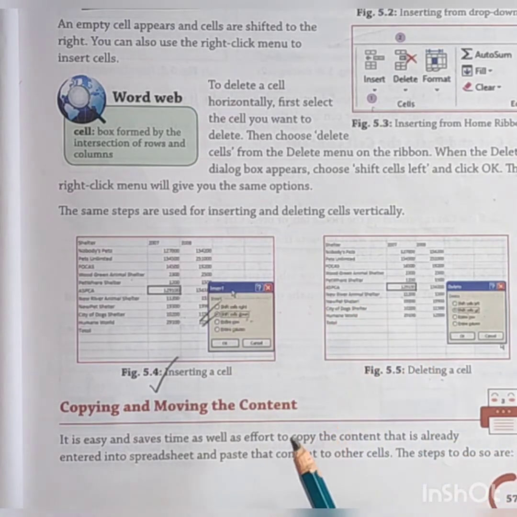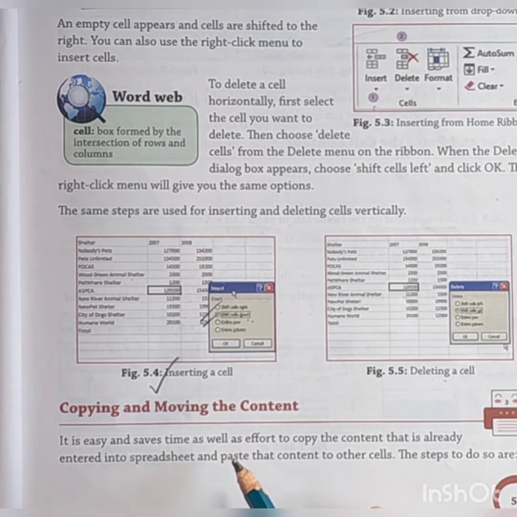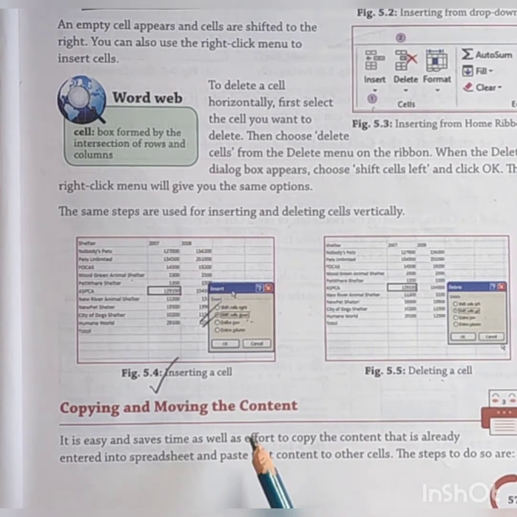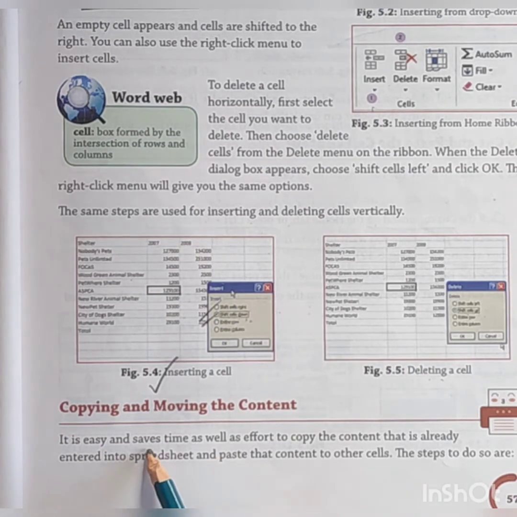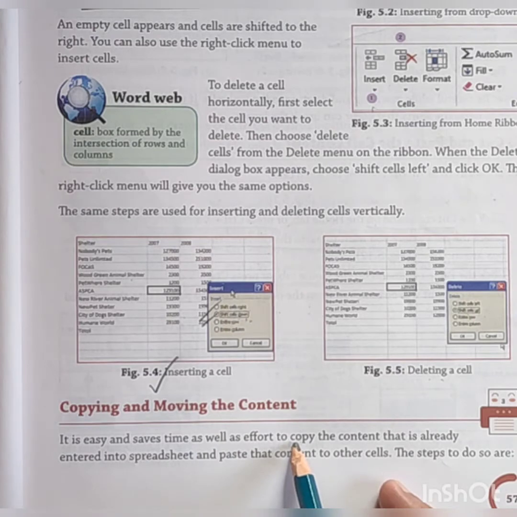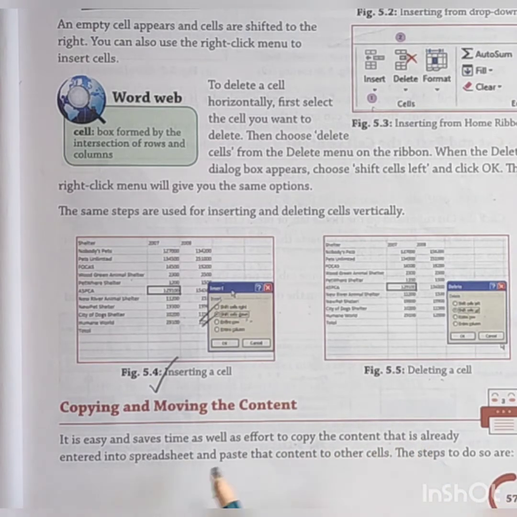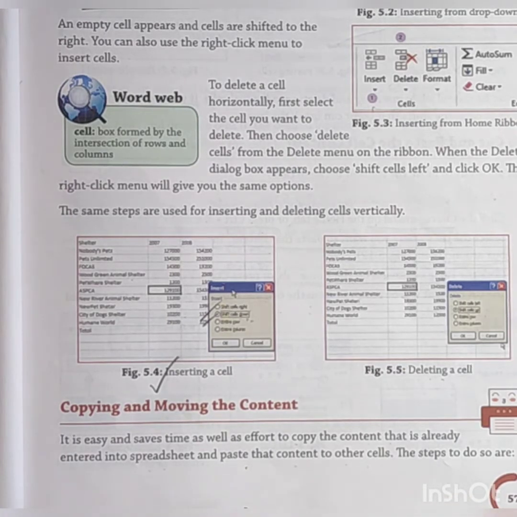Now next we are getting copying and moving the content. What does it mean? Copying and moving the content. So two different things, copying and moving. It is easy and saves time as well as effort to copy the content that is already entered into the spreadsheet and paste that content to other cells. So it saves time and it is very efficient.